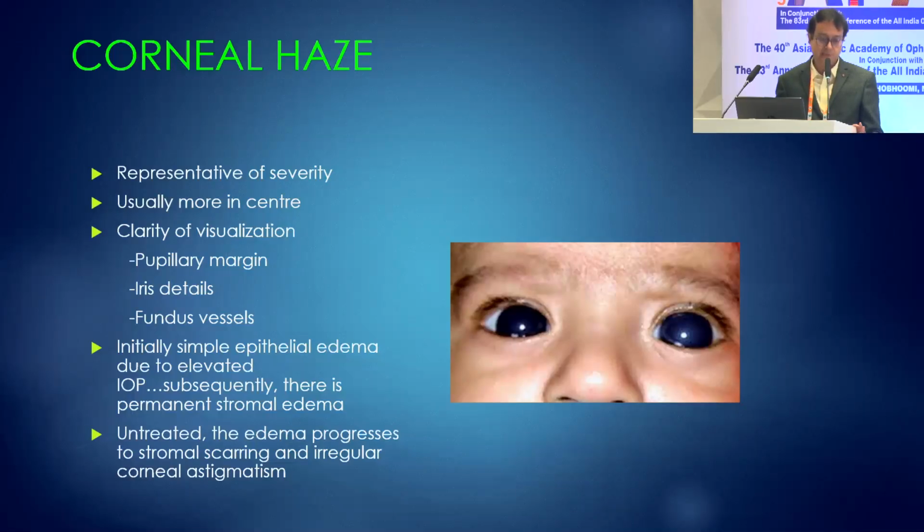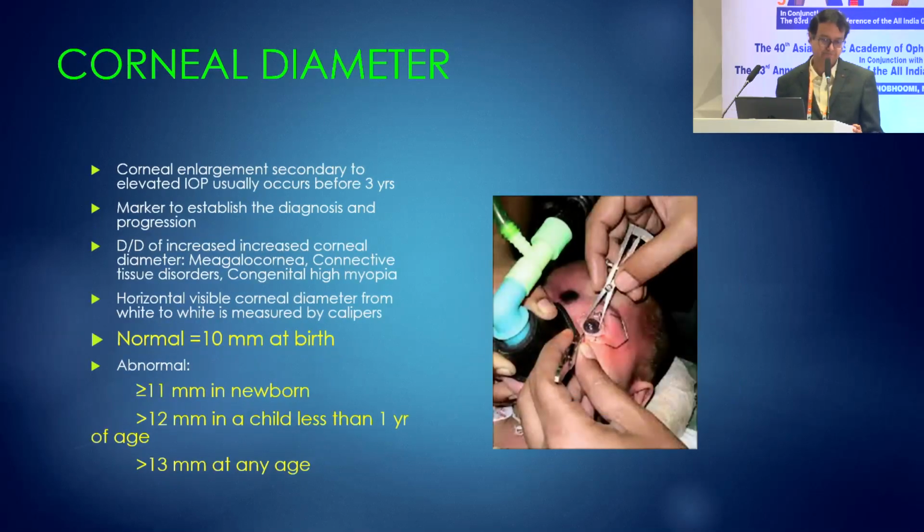Initially, this edema is simple epithelial edema due to elevated IOP. Subsequently, there is permanent stromal edema. That is why we have to act early. Untreated, the edema progresses to stromal scarring and irregular corneal astigmatism.